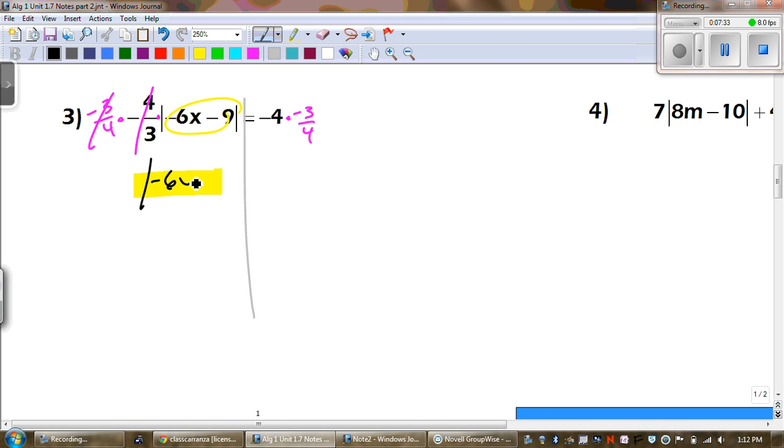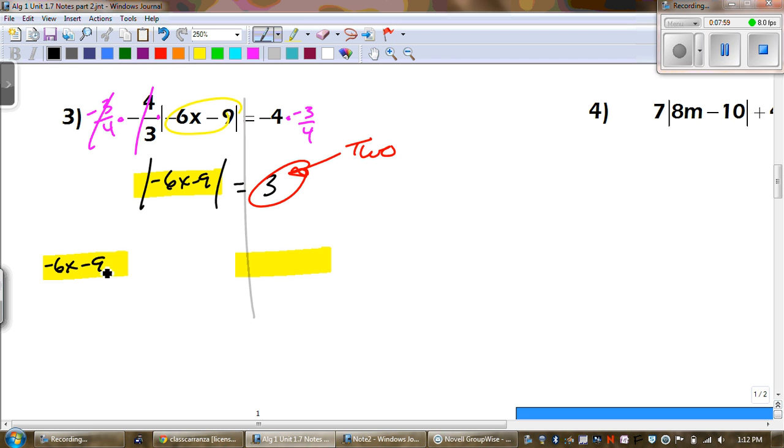So we have negative 6x minus 9 still inside the absolute value. Now a negative 4 times negative 3 over 4 gives us a positive 3. And now that it's positive, we have two answers. So I'm going to set this up for you, but then you guys are going to solve it all by yourself. So we got negative 6x minus 9 equals a negative 3, and negative 6x minus 9 equals a positive 3.